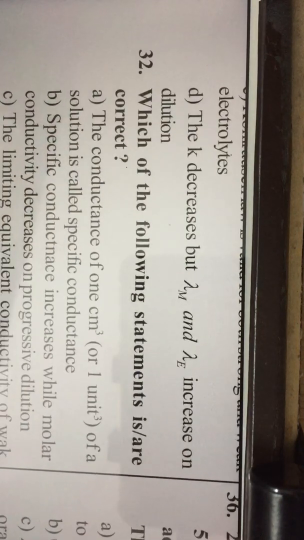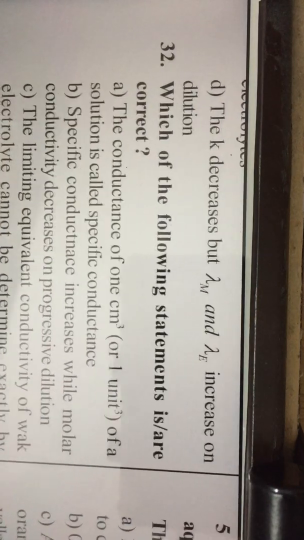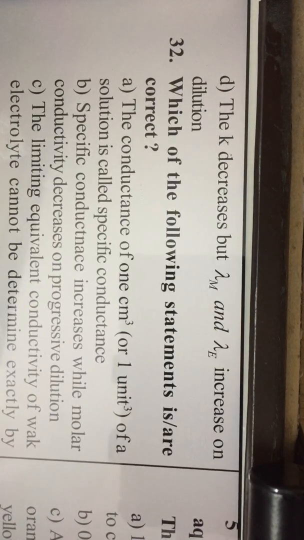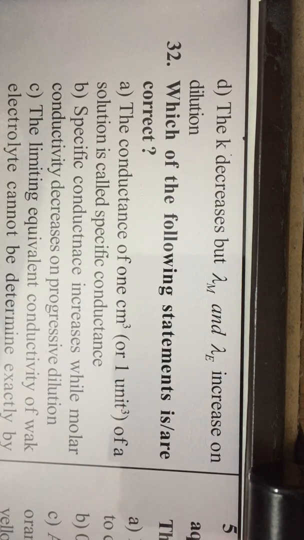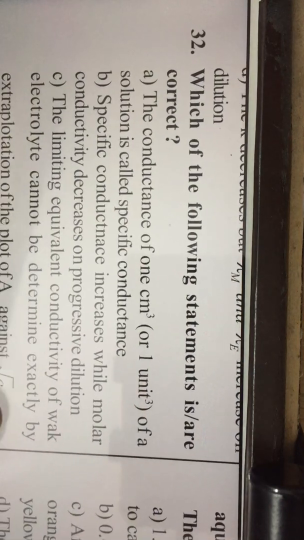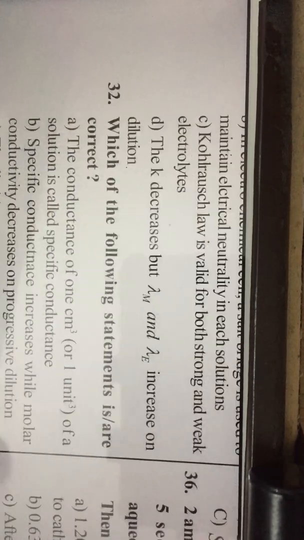Now we quickly see question number 32, which of the following statements is correct. Well, you have to read the statements carefully. The conductance of 1 centimeter cube of a solution is called specific conductance. Obviously, you know that that is the answer. True. Specific conductance increases while molar conductivity decreases on progressive dilution is nonsense. That is wrong because the number of ions in 1 centimeter cube volume will decrease on adding water. The limiting equivalent conductivity of a weak electrolyte cannot be determined exactly by extrapolation of a plot of conductance against square root of concentration. That is the limitation of Arrhenius theory, you know. Therefore, definitely C is a fact.